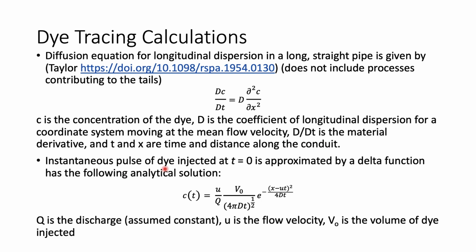An instantaneous pulse of dye injected at time t0 is approximated by the delta function and has the following analytical solution, which is given by this one, where Q is the discharge, which is an assumed constant, u is the flow velocity, and V0 is the volume of the dye injected. Based on that, we can calculate how much dye is present in the water, and from that we can find out the time taken for it to travel.